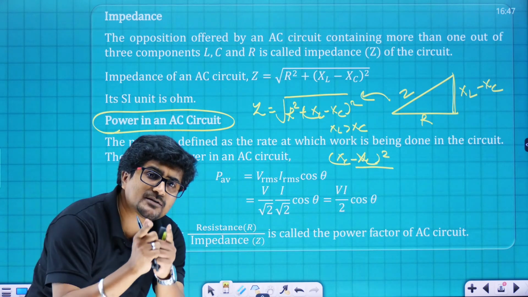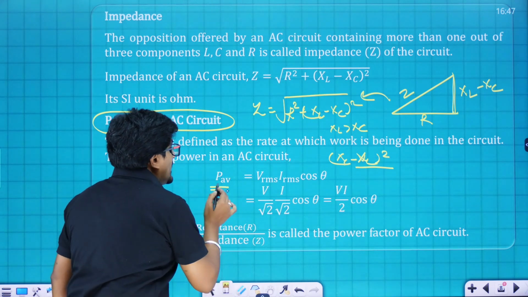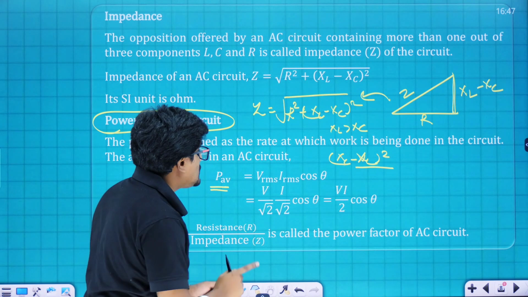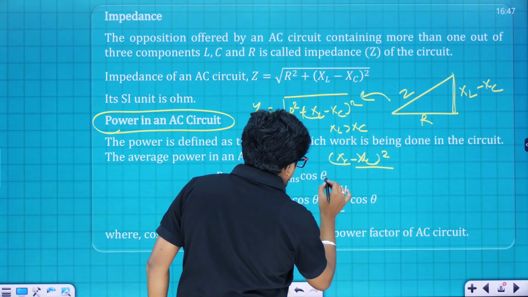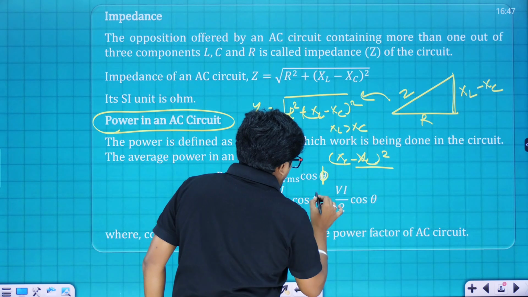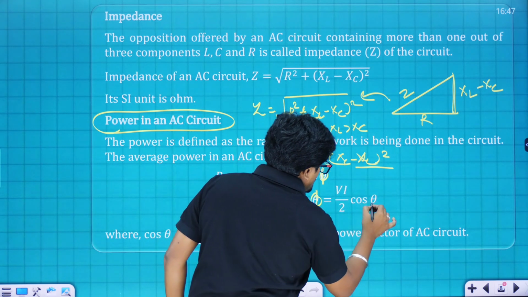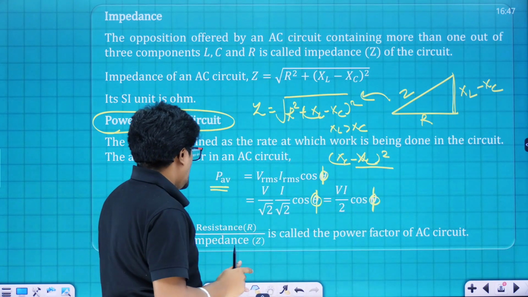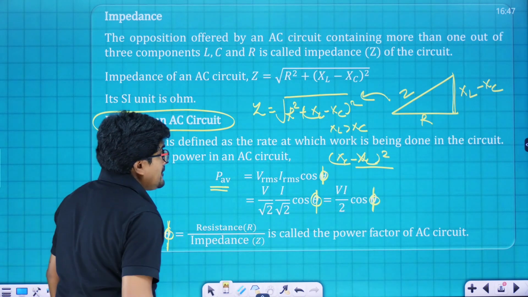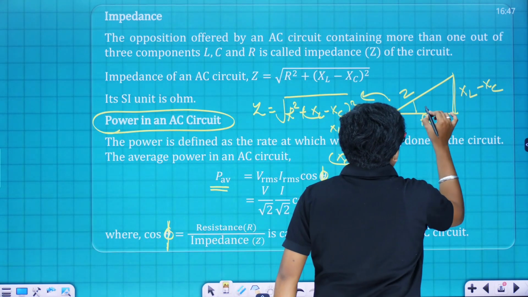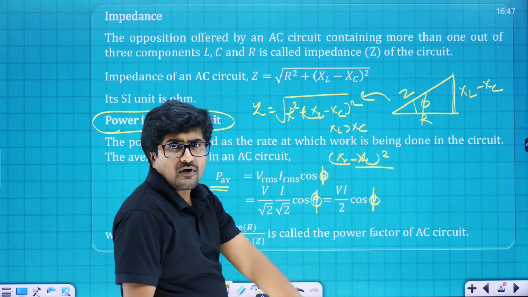The general expression for average power in an AC circuit is P average is equal to Vrms into Irms into cos of phi. I repeat, Vrms into Irms into cos of phi. I request you to correct this as cos of phi. Fine, that is the general expression that we used to deal with normally. And this phi is this particular angle.